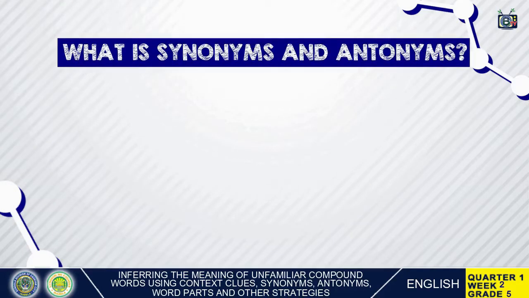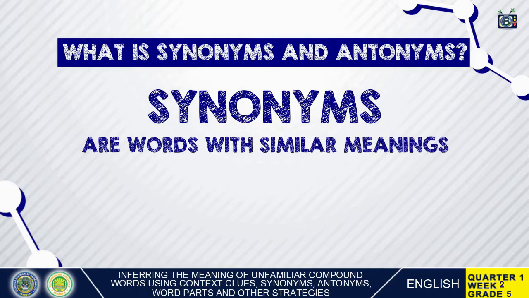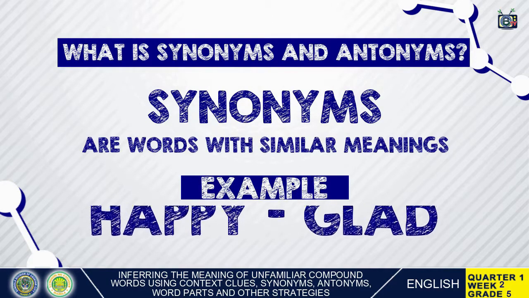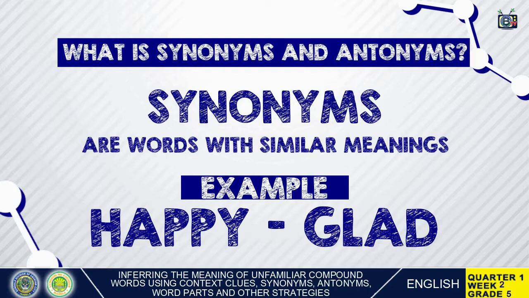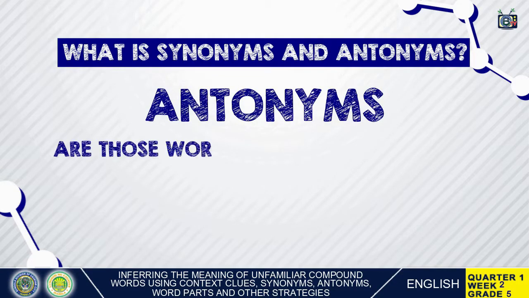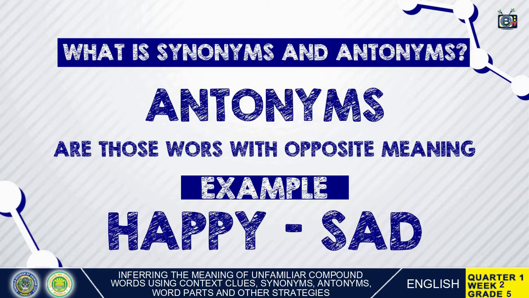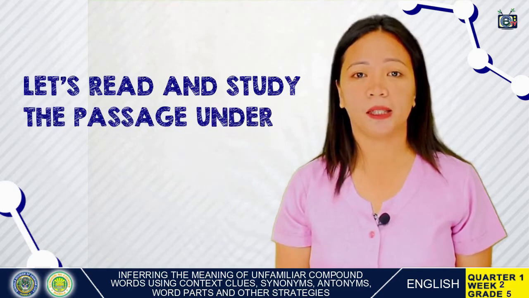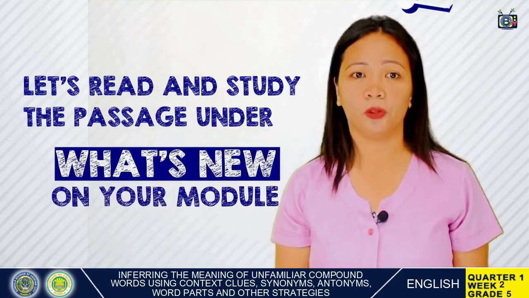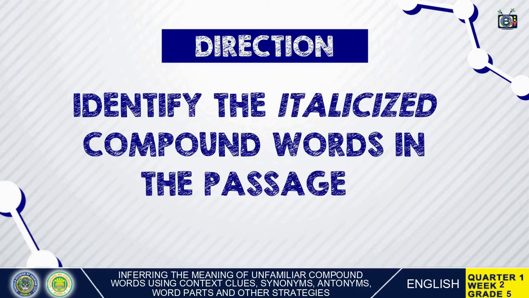What are synonyms and antonyms? Synonyms are words with similar meanings. Example: happy, glad. They are words with the same meaning. On the other hand, antonyms are words with opposite meanings. Example: happy, sad. Let's read and study the passage under What's New in your module. Identify the italicized compound words in the passage.